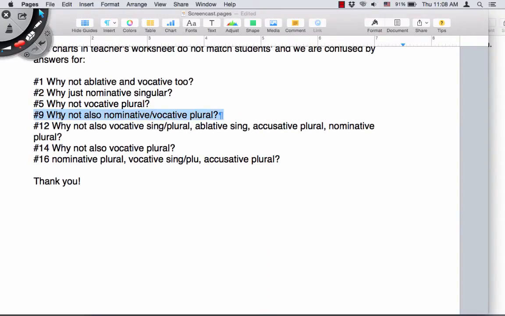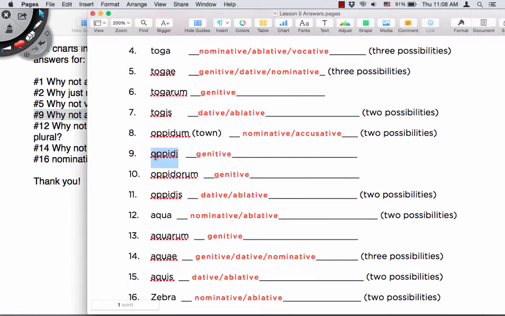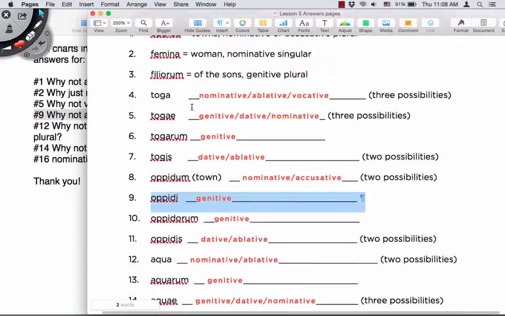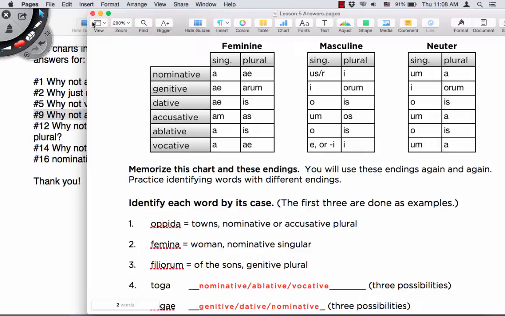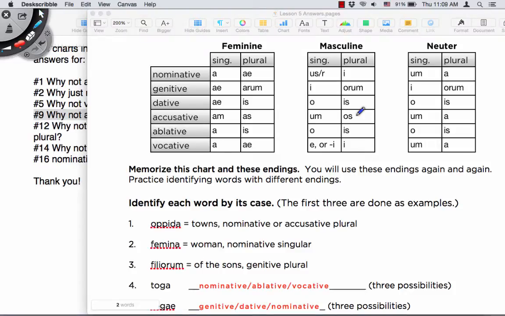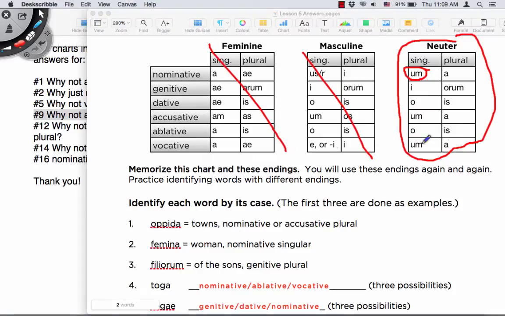Number 9, why not also the nominative, vocative, plural? Number 9, we have towns. Oppidi is the genitive. Okay, this gets back into which case or which gender we're dealing with. Again, oppidum ends with um in the nominative form. That means we are only dealing with this box here. This one is not an option, and this one is not an option, which leaves us with only one possibility. Oppidi means of the town, and it's in the genitive case. There are no other possibilities here because oppidum is a neuter word.